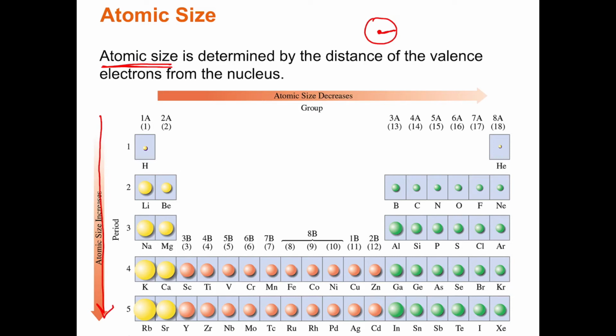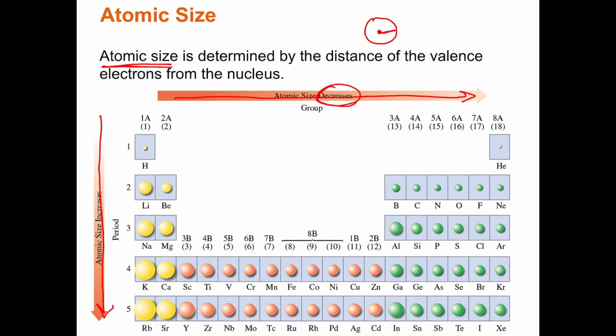The one that's weird, and it's the one periodic trend that you'll notice is kind of backwards from what you might think, is this arrow. You'll notice that it says the atomic size decreases as we go that way. So as we're going to the right, our atom is getting smaller, and you can see that based on these images.